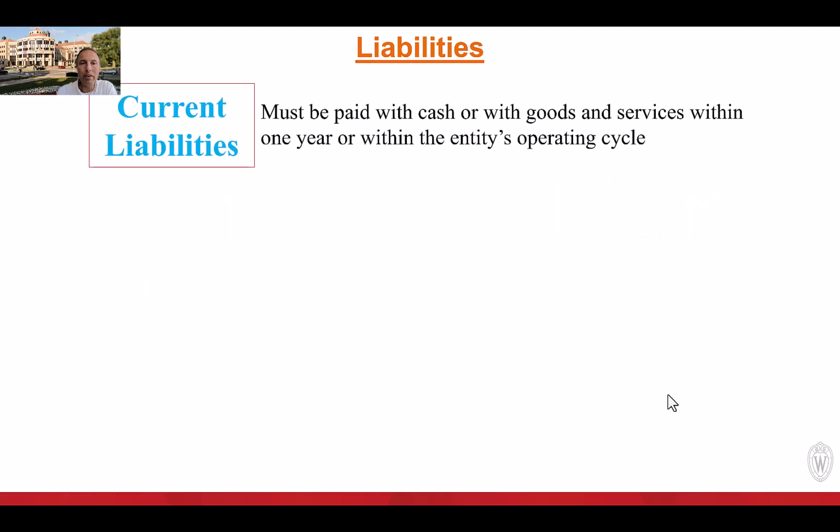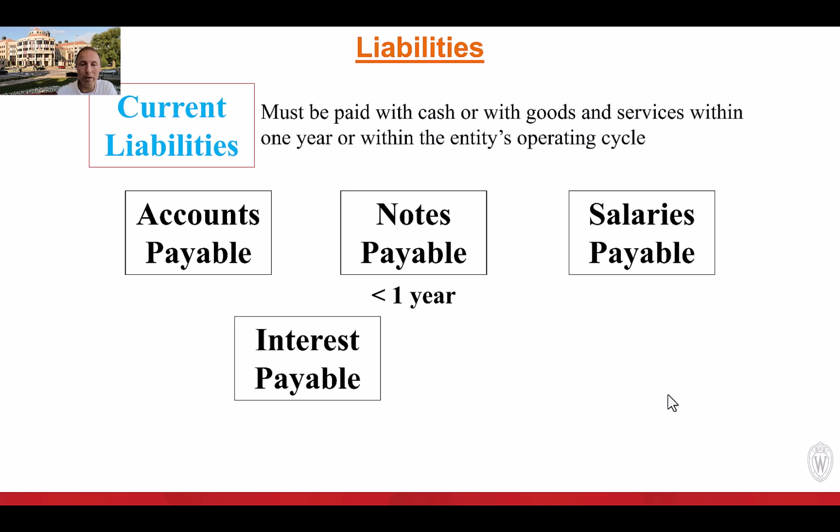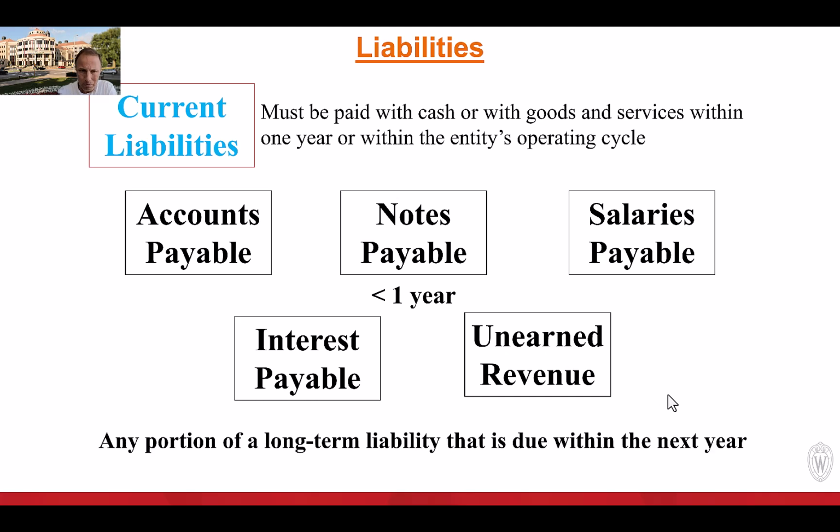A current liability, then on the flip side, is one that needs to be paid within the next 12 months. Accounts payable is a very common example of a current liability. Notes payable, any type of loan that we owe back in the next 12 months. Salaries payable, your workers probably don't want to get paid 2 years down the road. You typically pay salaries pretty quickly. Interest payable and unearned revenue are all examples of liabilities we owe in the next 12 months or less.